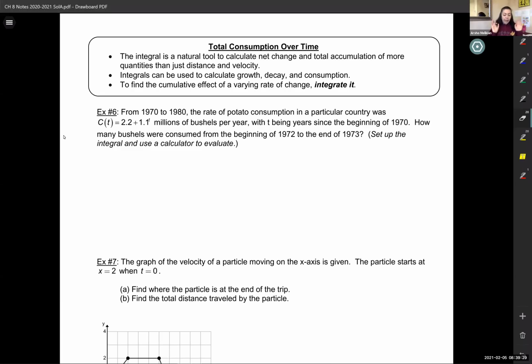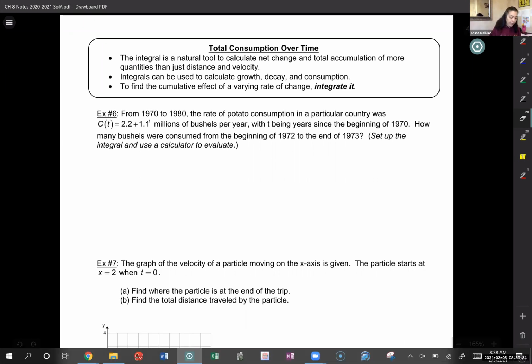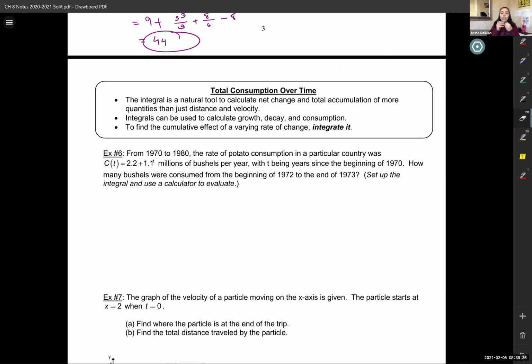Right. So we're still talking about net change, and accumulation of change, and how we said that the integral is a way to calculate the amount of change, the net change that something is going through. Yesterday we did net change as it applies to distance traveled, velocity, and so on.